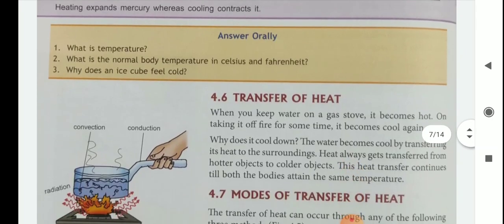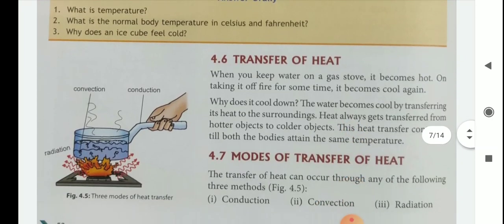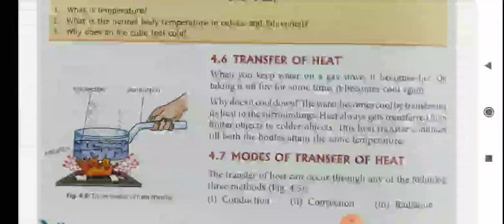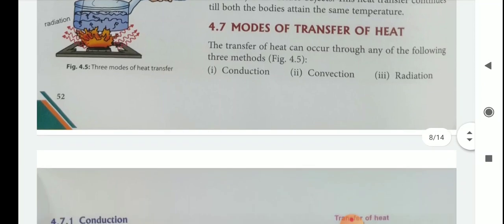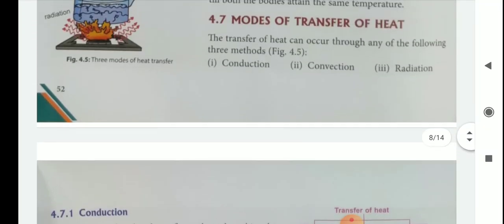Okay. Then transfer of heat. Children, heat can be transferred through three modes. Energy, that is, heat, can be transported. They are conduction, convection and radiation. So in the next part we will discuss conduction, convection and radiation.